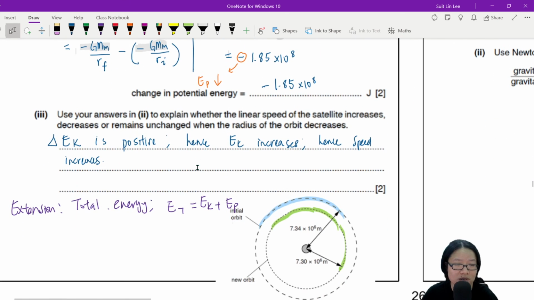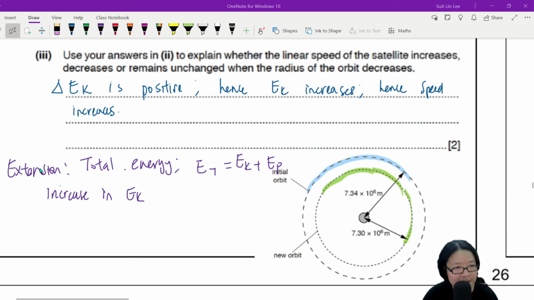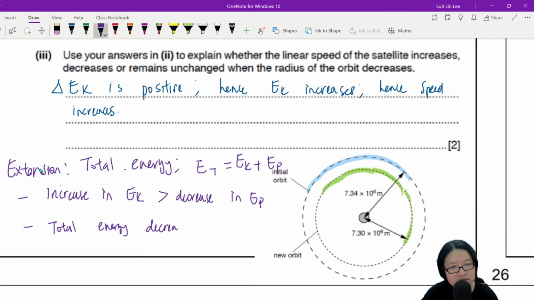Okay? So, since the increase in KE, or increase in EK, okay, let me zoom in a bit for the people. Since the increase in EK is greater than the decrease in potential energy, so hence, total energy decreases. Okay? So only kinetic energy increases, total energy will decrease. You can watch a previous example video where I go into more detail about this. Okay, so that's the end of the question.